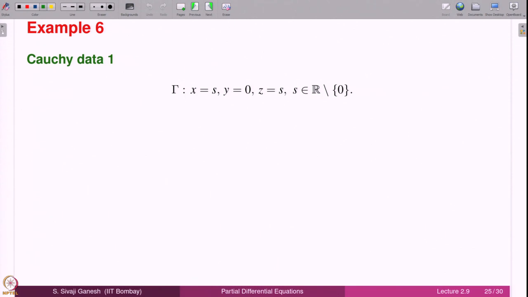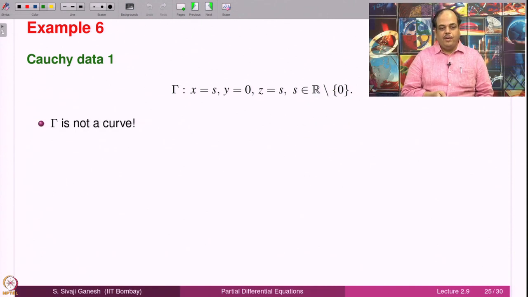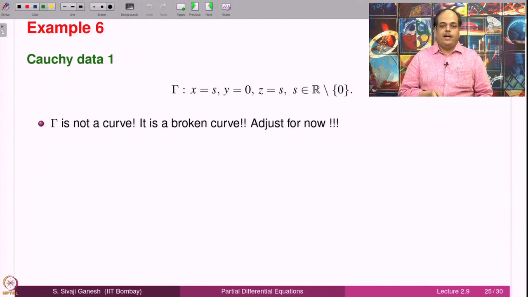Cauchy data 1, we consider x equal to s, y equal to 0, z equal to s, and s in R minus 0. Okay, this is not what we like, but it is okay. We continue with the computation. Gamma is not a curve, obviously it is two pieces, but never mind, adjust for now.